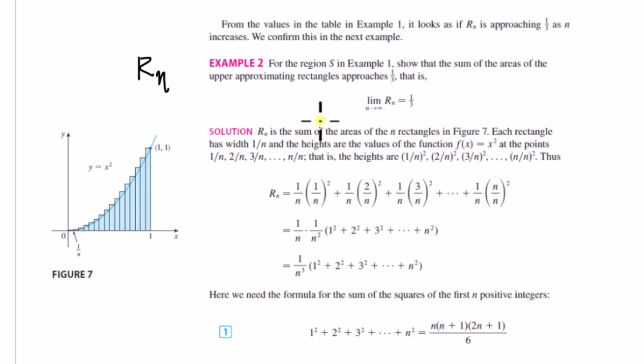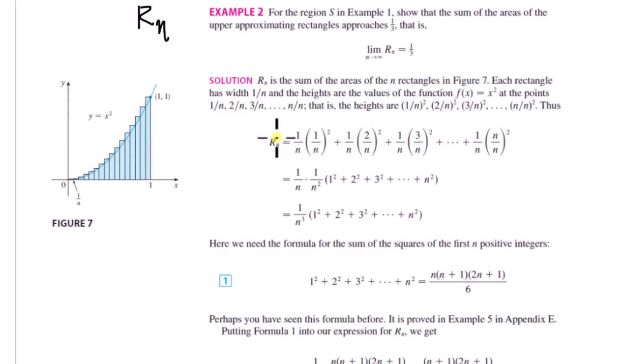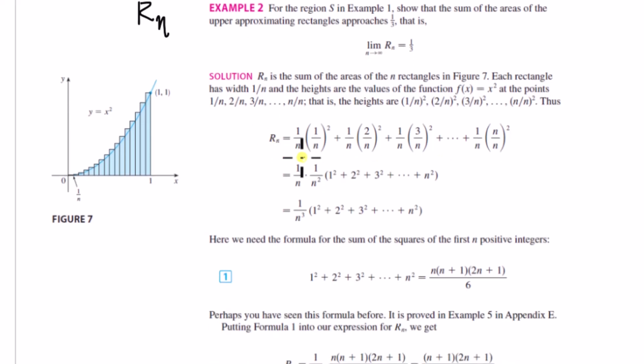We want to show that as n goes to infinity, this R sub n goes to 1/3, approaches 1/3. And so what they do is they just write out a general expression of R sub n. So here's the first strip. All of these strips have width 1 over n because the entire width of the interval is 1, and you divide that entire span by n. So the width of each strip is 1 over n.